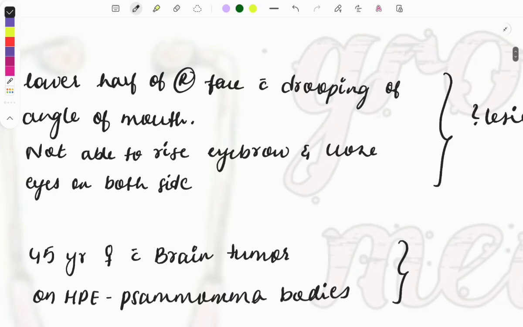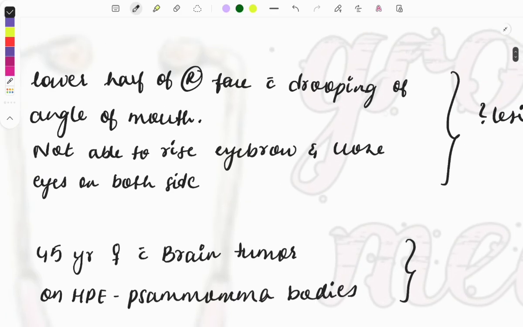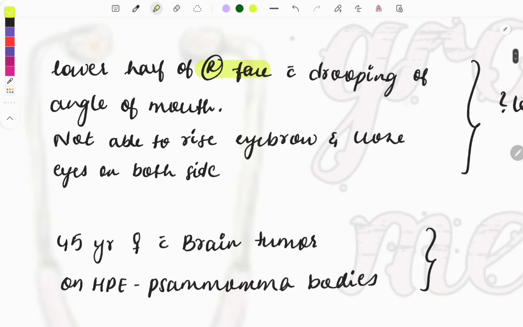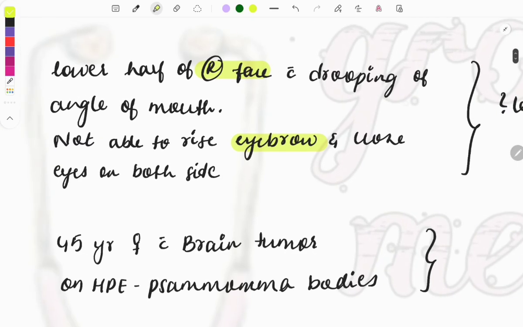Now the next question is: lower half of the right face with drooping of the angle of the mouth. See here, location is very important. Right half of the face is involved and drooping of the angle of the mouth is seen. Now, not able to raise the eyebrow and close the eyes on both sides.